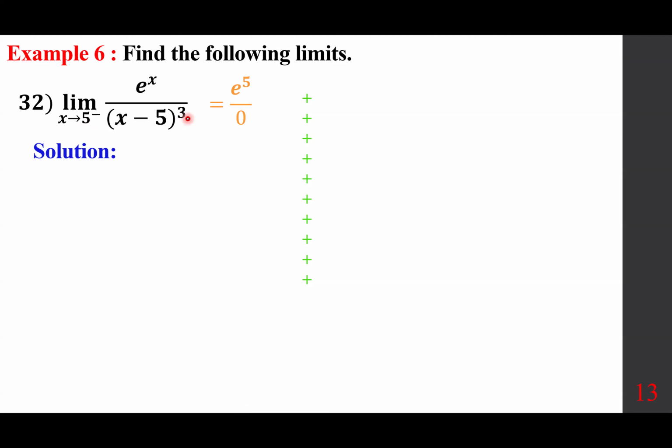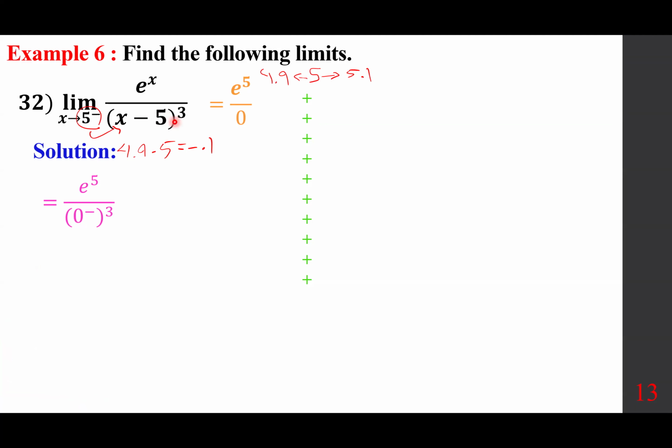So how do we figure it out? 5 from the left or 5 from the right, the numerator is either e to the power of 5.00001 or e to the power of 4.999999. It makes no difference. They're the same. But it makes a difference for the denominator. Let me show you. So if it's 5 from the left, remember, both of them are positive. The right side is 5.1, let's say. The left side is 4.9, let's say. So 4.9 minus 5 makes it minus 0.1. So now this is 0 from the left cubed.